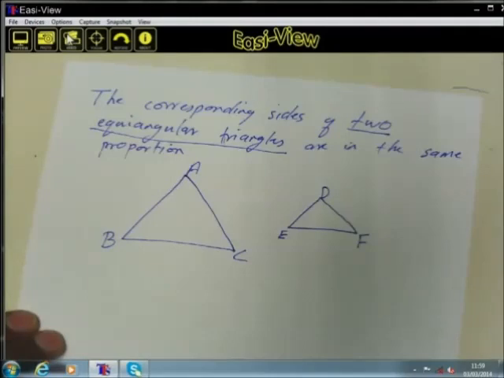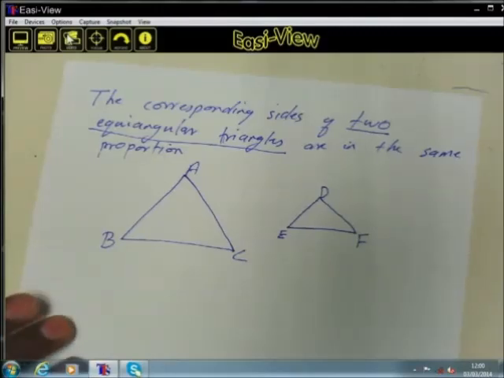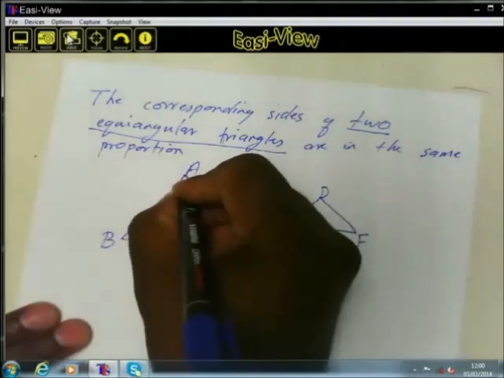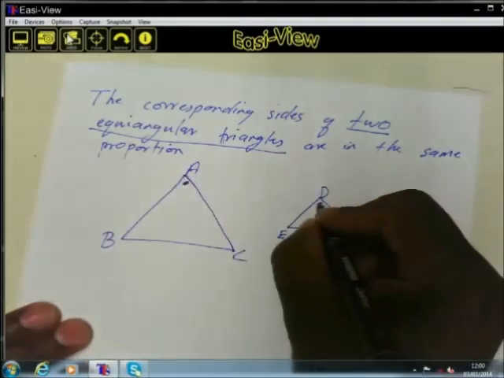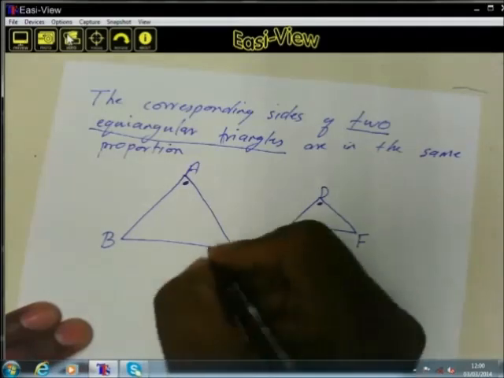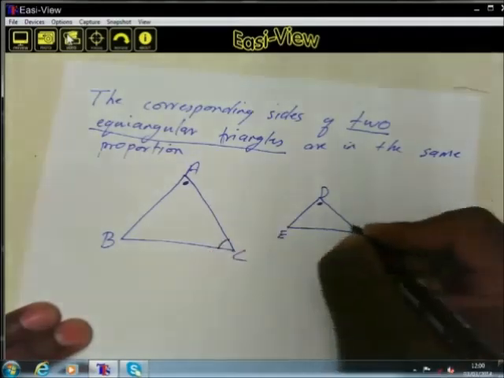Equiangular triangles. What do we mean by equiangular? Equi from the word equal. Angular, angles. Equiangular triangles means the corresponding angles of those two triangles are equal. Equiangular, equal angles. What does that mean? It means angle A is equal to angle D. Can you see that? Angle C is equal to angle F.